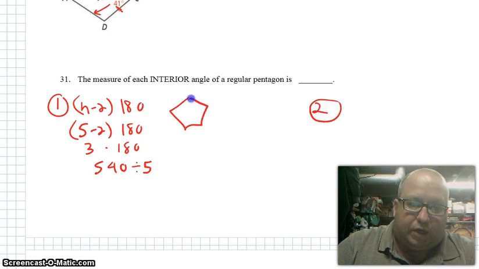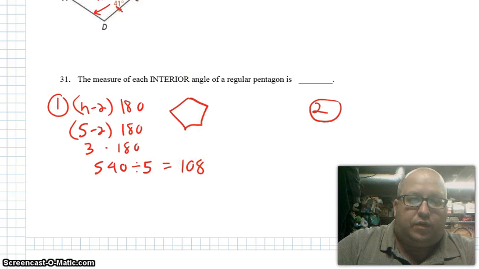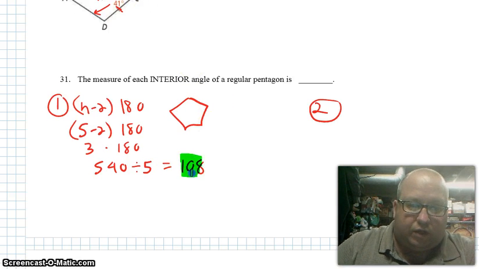If you draw a pentagon, you'll see it has 5 sides. It also has 5 angles. Divide 540 by 5, and you get 108. And that is what one interior angle is.